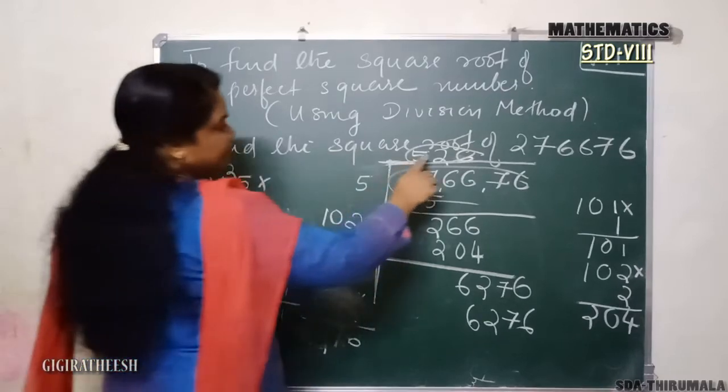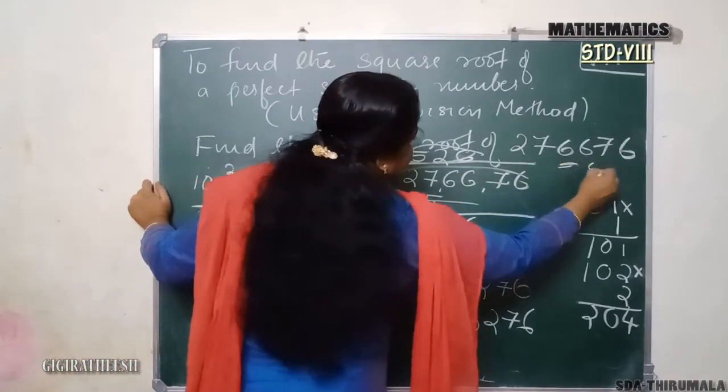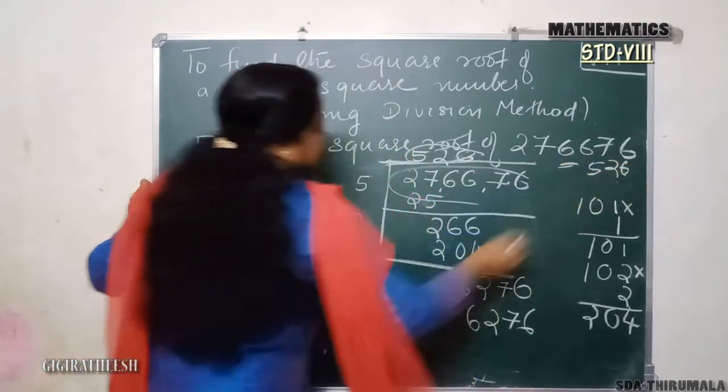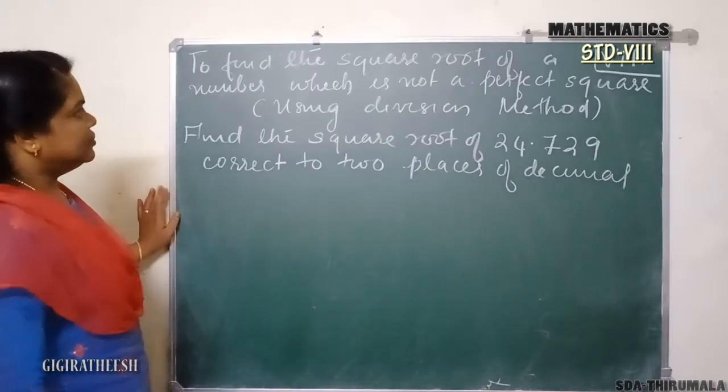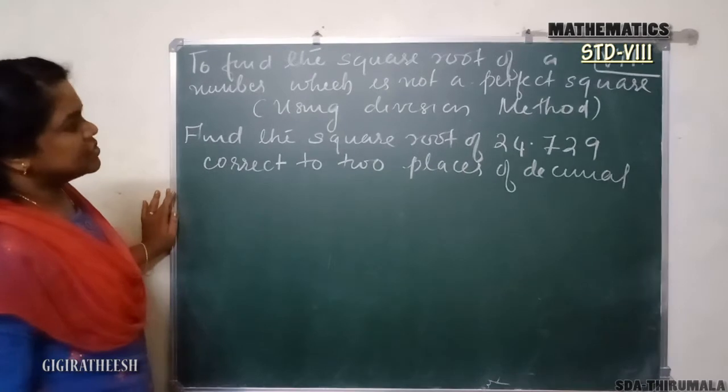The perfect square for this is equal to 526. Okay, now to find the square root of a number which is not a perfect square.